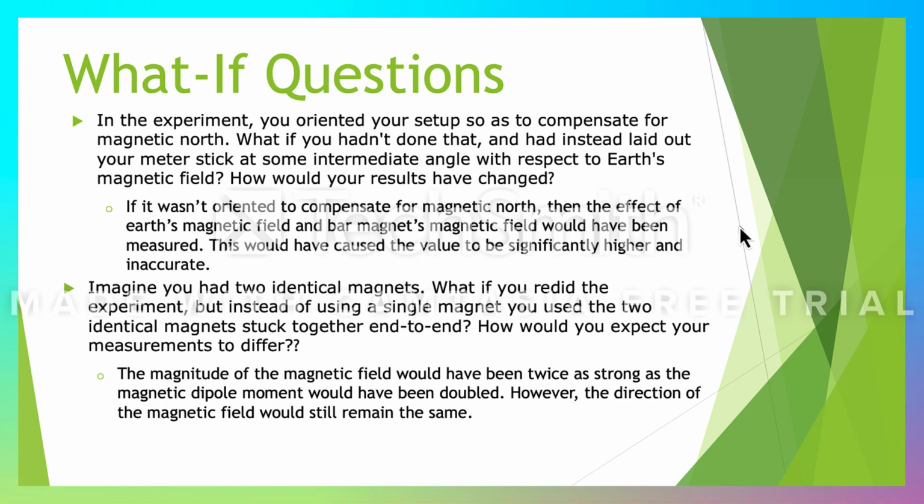So finally, what if you hadn't oriented your setup to compensate for magnetic north? If you hadn't done that, both the Earth's magnetic field and the bar's magnetic field would have been measured, and this would cause the value to be significantly higher and inaccurate. And if you had two identical magnets, what would have happened? The magnitude of the magnetic field would have been twice as strong, as would the magnetic dipole moment, however, the direction of the magnetic field would still remain the same.